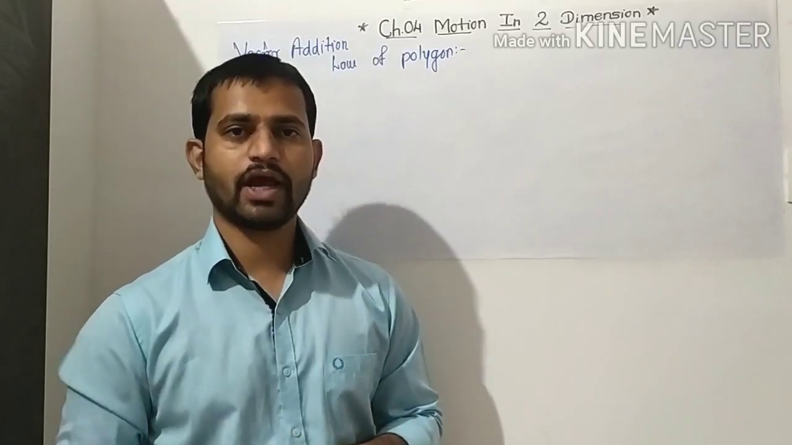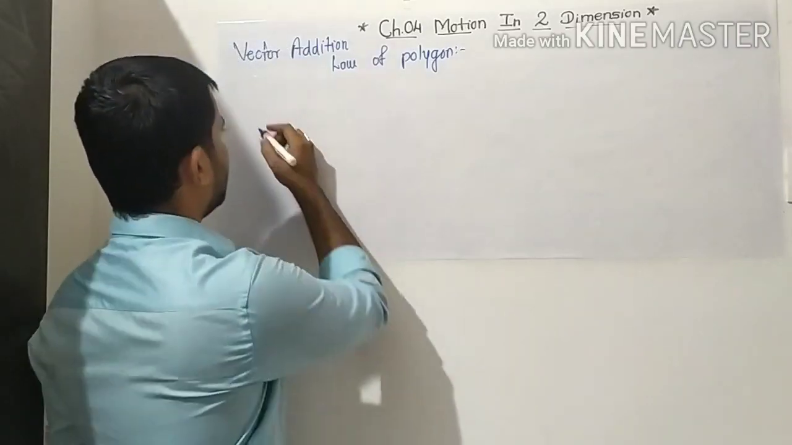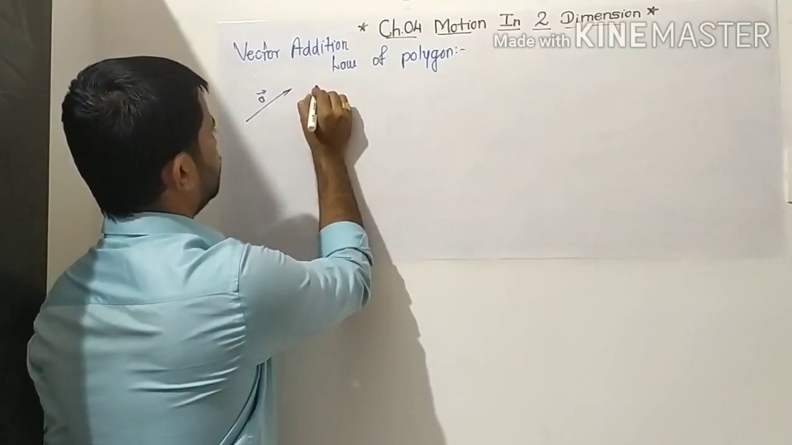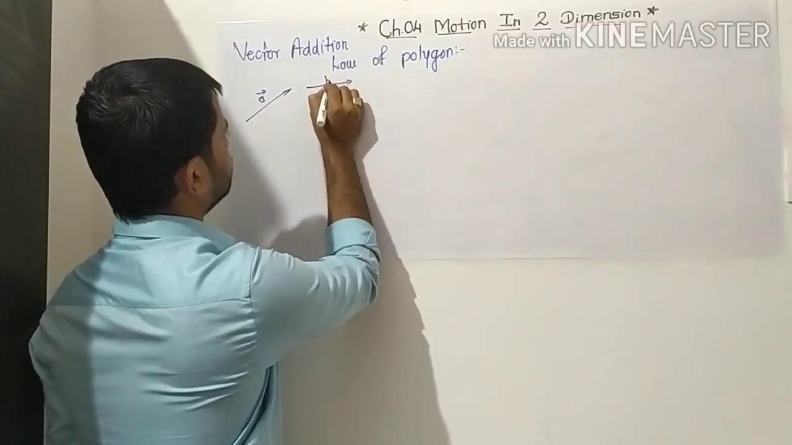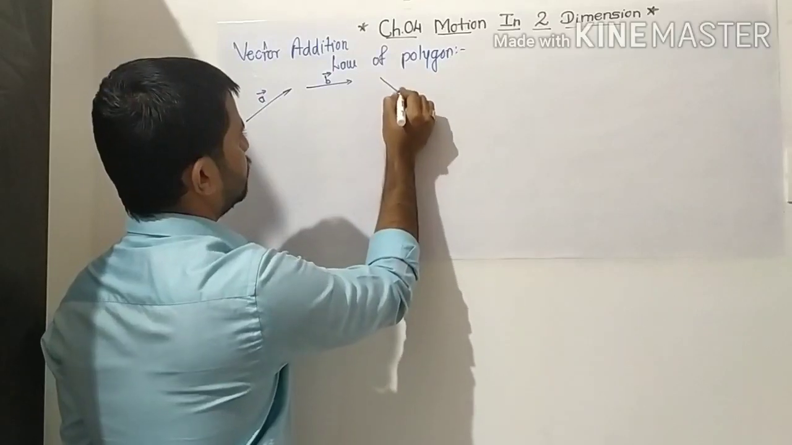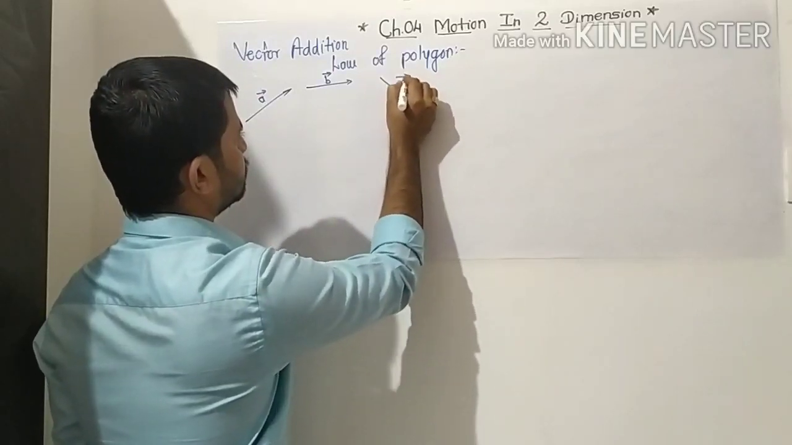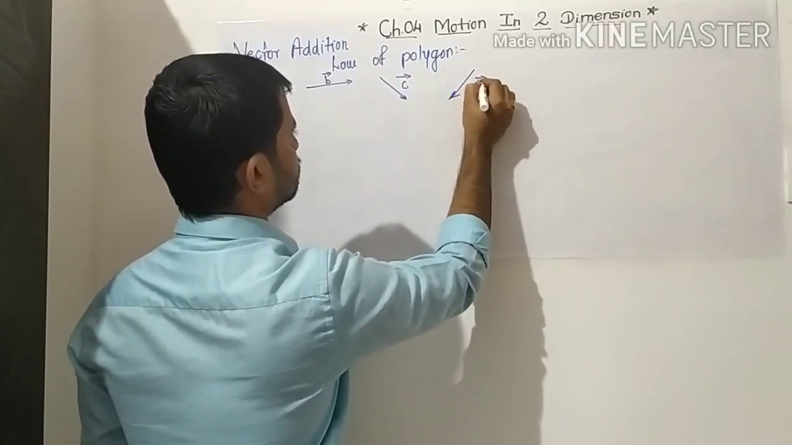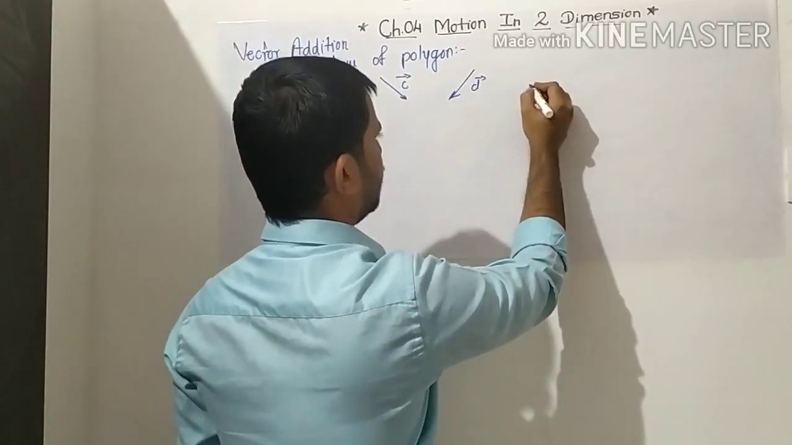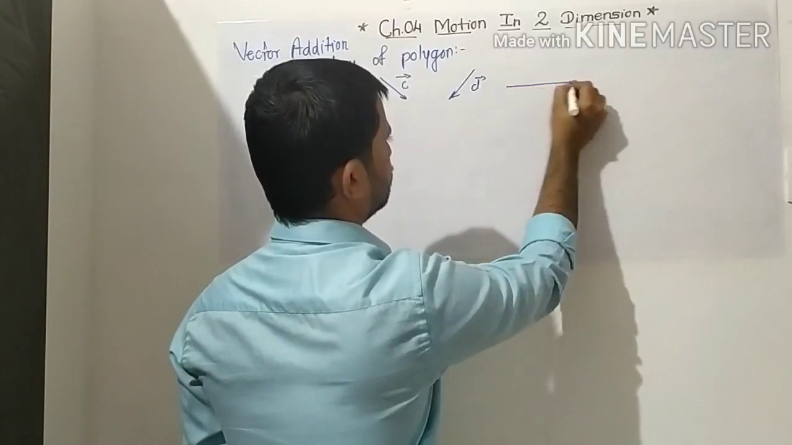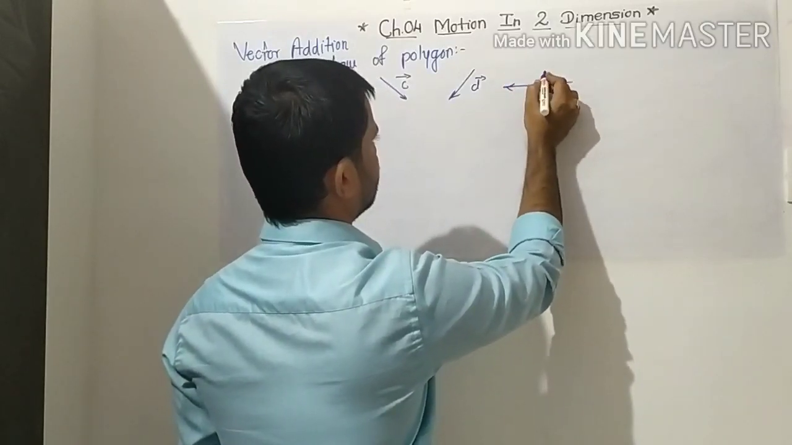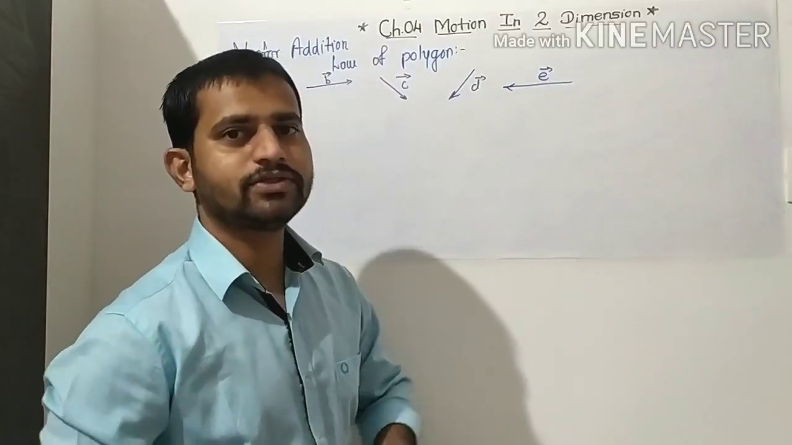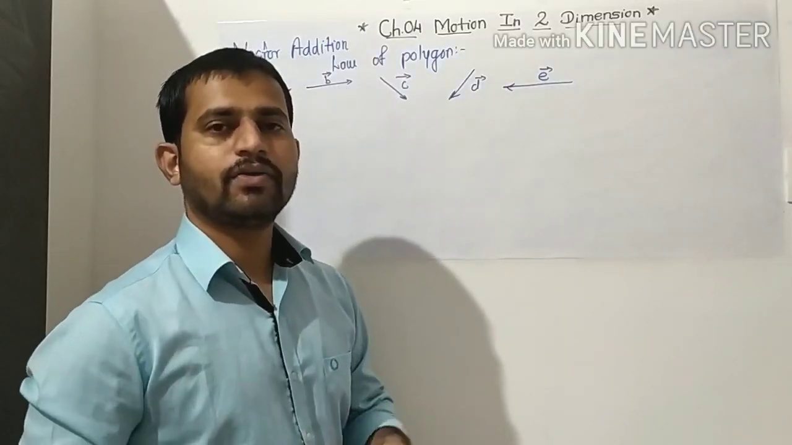Suppose we have vectors like this: vector A, then this vector B, this vector C, this vector D, and then we have this vector E. Then how to go for the addition of all these vectors? Then what do we have to do?